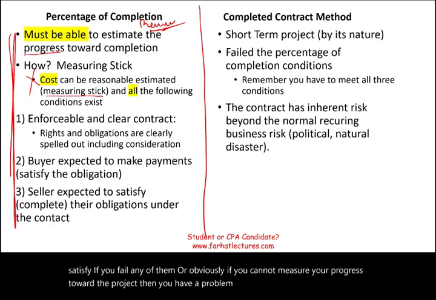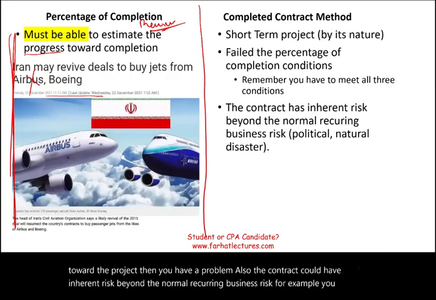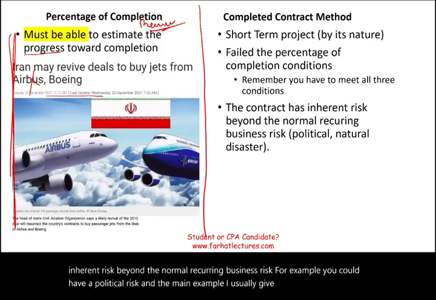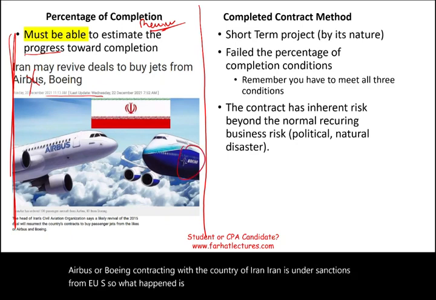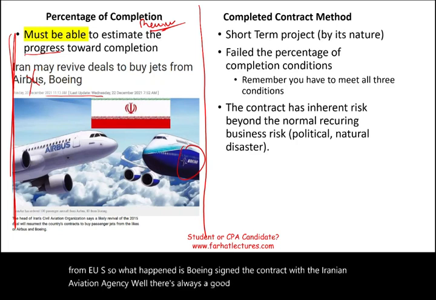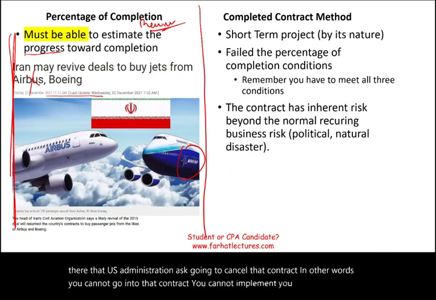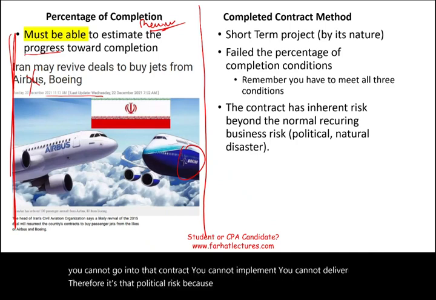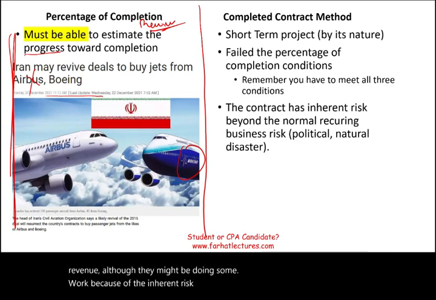Also, the contract could have inherent risk beyond the normal reoccurring business risk. For example, you could have a political risk, and the main example I usually give is Airbus or Boeing contracting with the country of Iran. Iran is under sanctions from the US. So what happened is Boeing signed a contract with the Iranian Aviation Agency. Well, there's always a good chance where the US administration asked Boeing to cancel that contract. In other words, you cannot go into that contract, you cannot implement, you cannot deliver. Therefore, it's that political risk. Because of that, Boeing cannot recognize any revenue, although they might be doing some work, because of the inherent risk that they may not be able to complete the project.